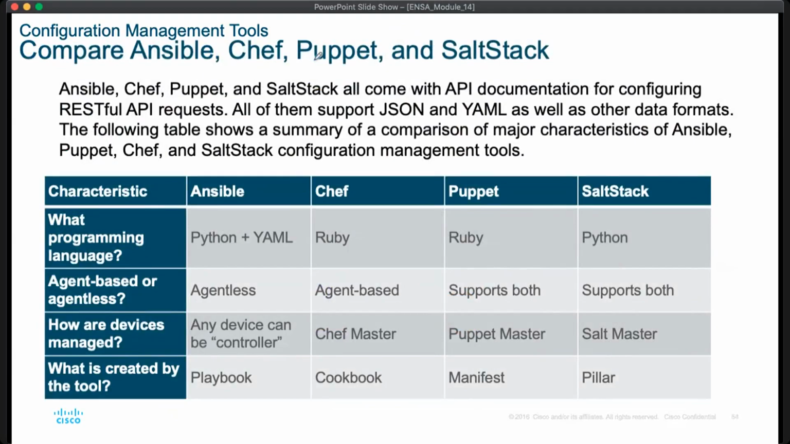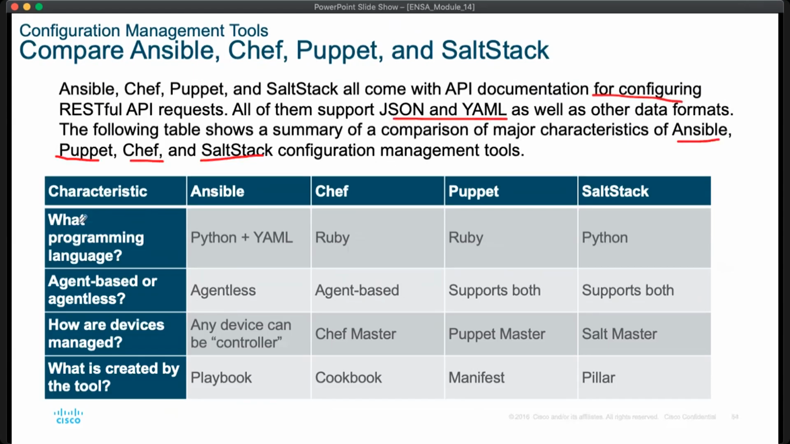Comparing Ansible, Chef, Puppet, and also Salt Stack. Ansible, Chef, Puppet, and Salt Stack all come with API documentation for configuring RESTful API requests. All of them support JSON, YAML, as well as other data format. The following table shows a summary of comparison of major characteristics of this configuration management tool like Puppet, Chef, SaltStack, and also Ansible.